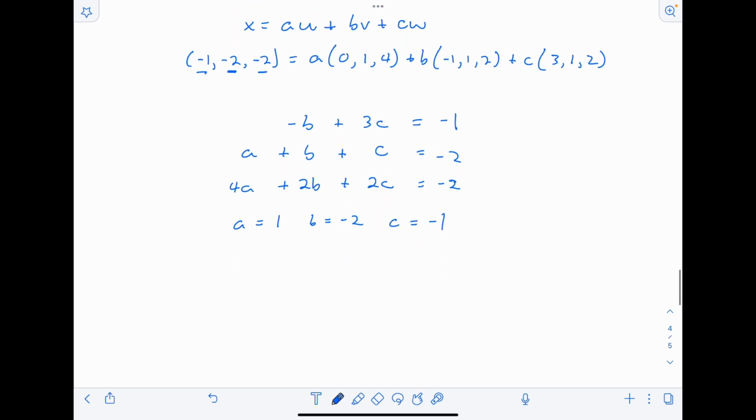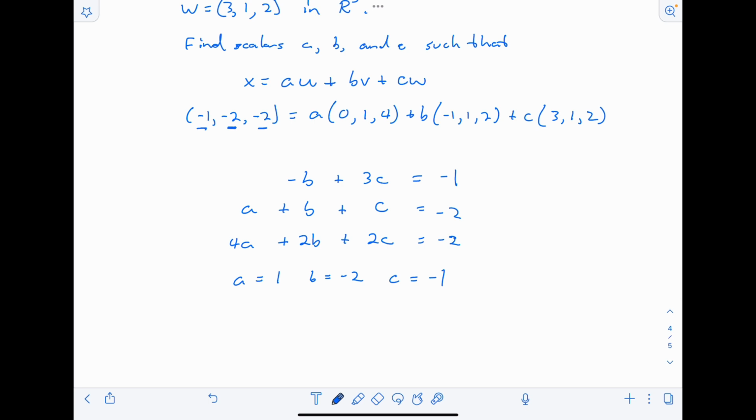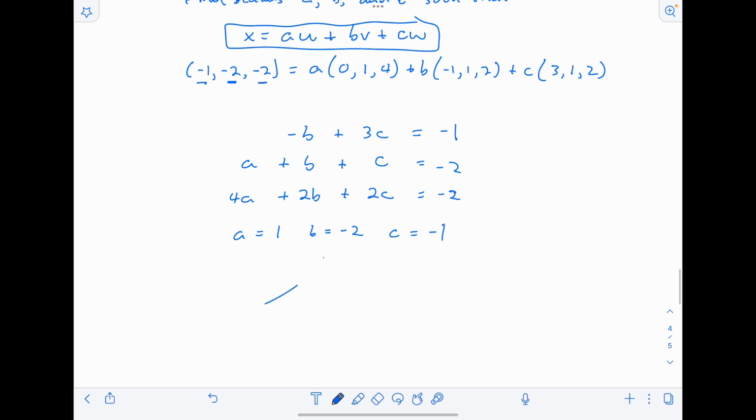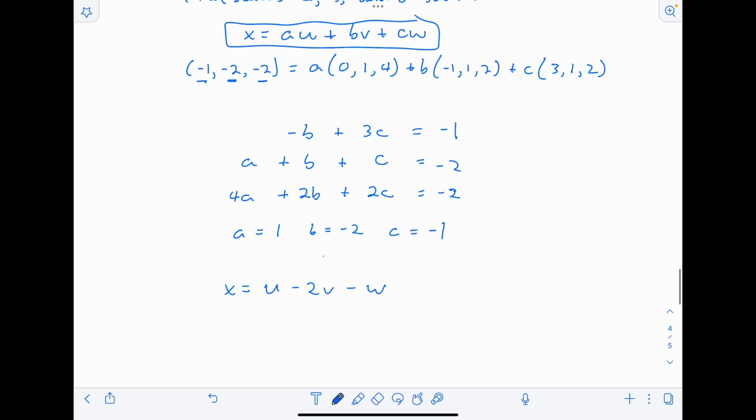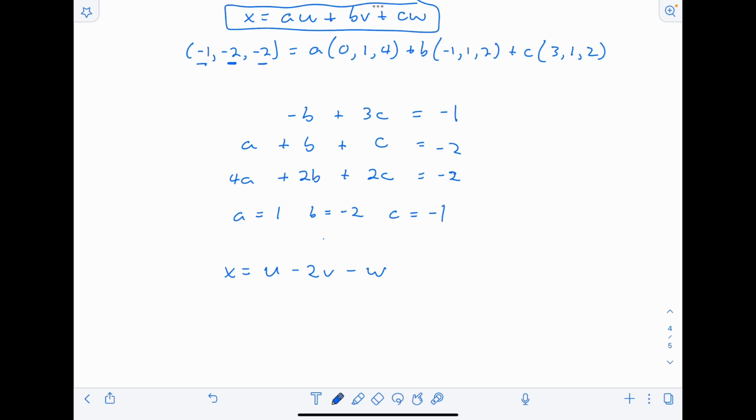So what that means then is that, looking back at this idea up here of how we want to represent x in terms of these other 3 vectors, we can say that x is a times u, so 1 times u, or just u, and then minus 2 times v, and then negative 1 times w, or just minus w. Okay, so this is how we can use scalar multiplication with u, v, and w to represent this other vector x.